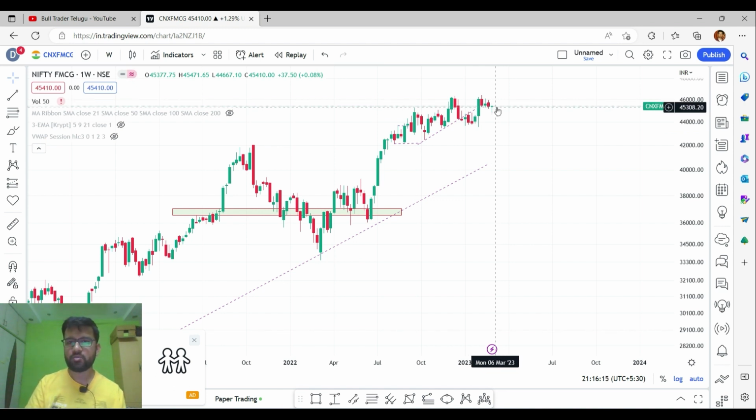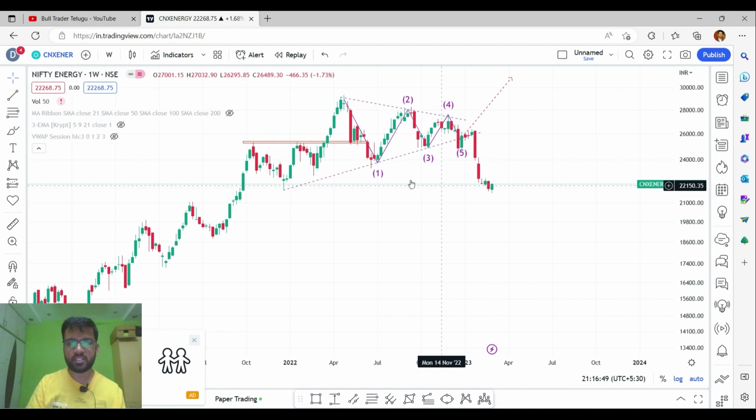So I'm expecting a good rally in the Nifty FMCG this week, and if the market closes above 45,956 within the first 2 or 3 days, then we can expect a further rally up to 46,418. Or if the market closes below the body of this doji candle, that is below the 45,377 level, then we can expect a good fall in the Nifty FMCG. Whatever sentiment the market has created because of the doji candle will get nullified, and we can expect a good fall in the market.